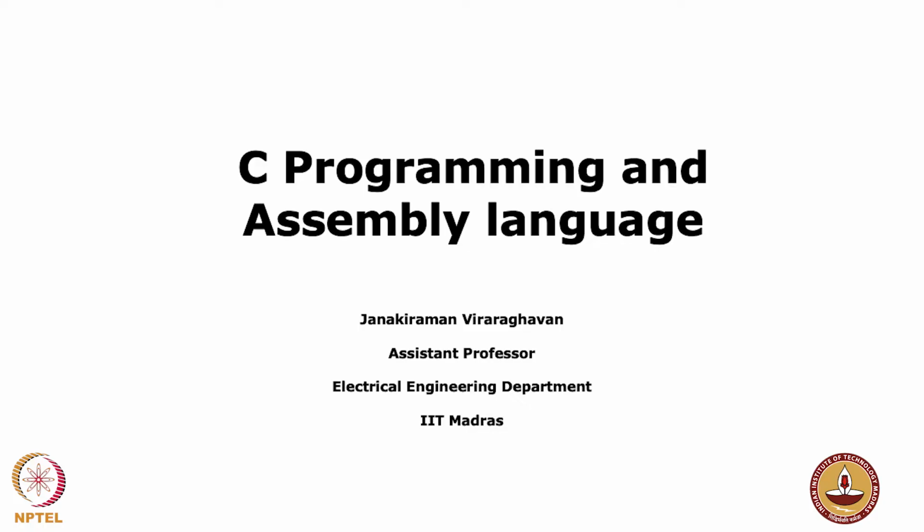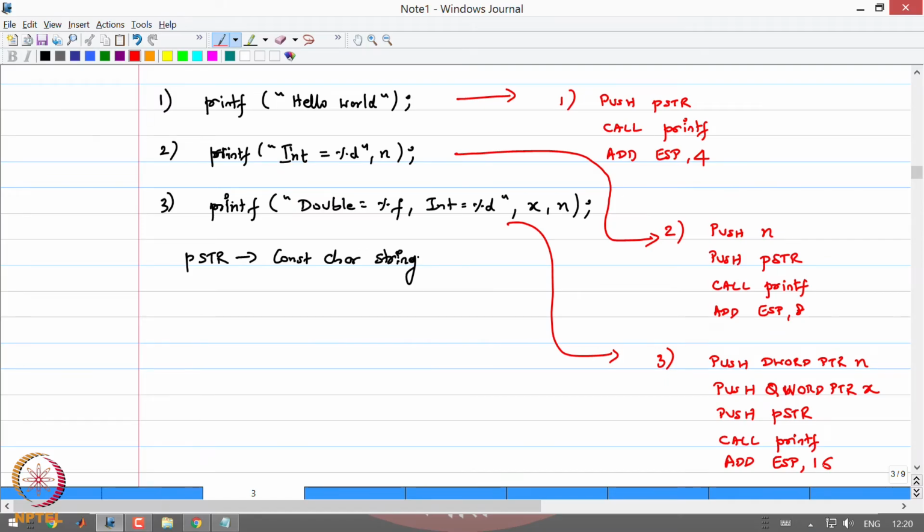Welcome back to this course on C programming and assembly language. In the last lecture, we looked at how we could pass a variable number of arguments to printf and yet have the function execute without any error. In this lecture, we will look at how to implement printf, and particularly at the implementation of two functions, va_start and va_arg.